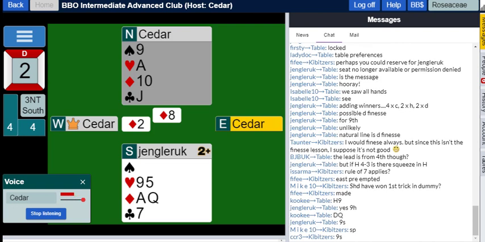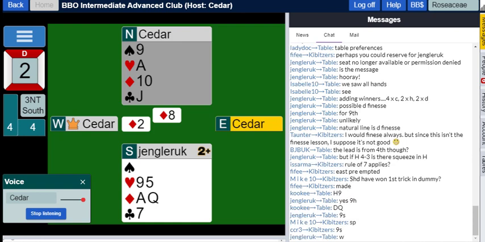The diamond queen is a winner. So, Cookie, that does get the nine of spades. Yes, there's only the ace of spades out. And therefore, the nine of spades is the threat, and the ace of spades is a guard against it. Furthermore, you know who's got the ace of spades. Who is it?